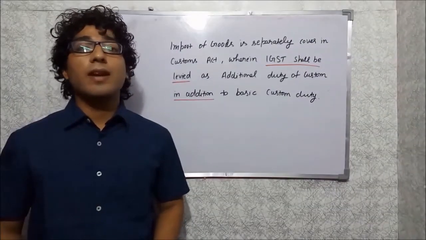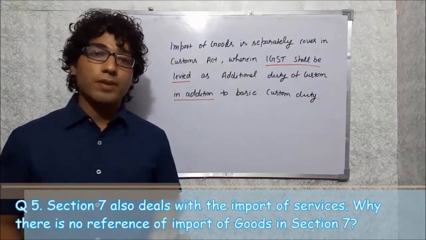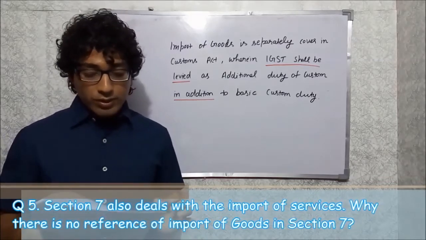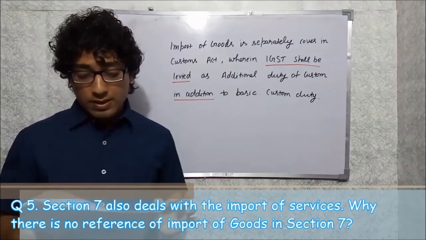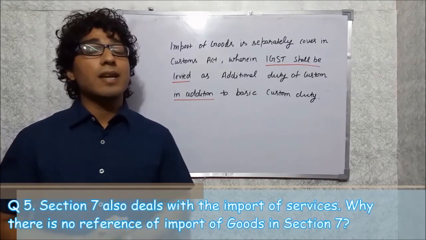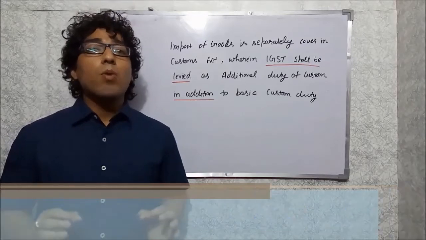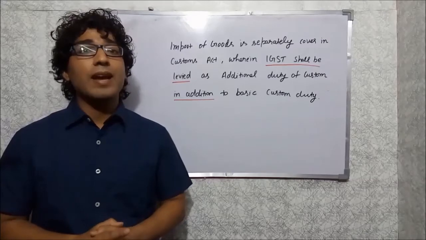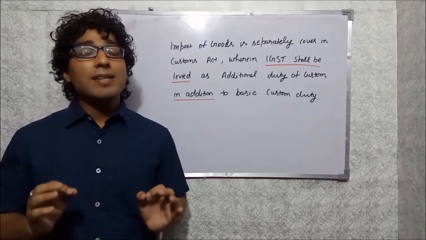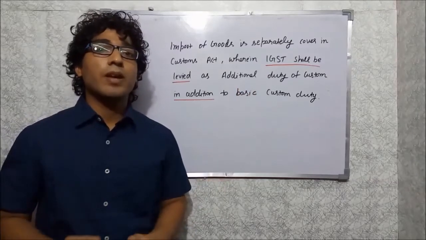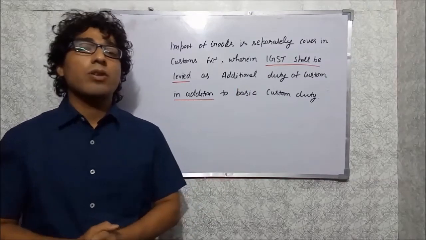The next question is related to the imports of goods. Section 7 also deals with the imports of services. Why is there no reference to import of goods under Section 7? Imports of goods are separately covered under the Customs Act, wherein the IGST will be levied as additional duty of customs in addition to the basic duty of customs.